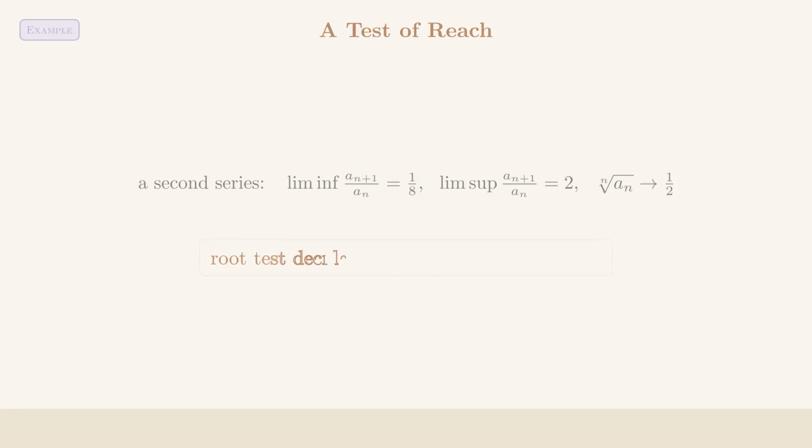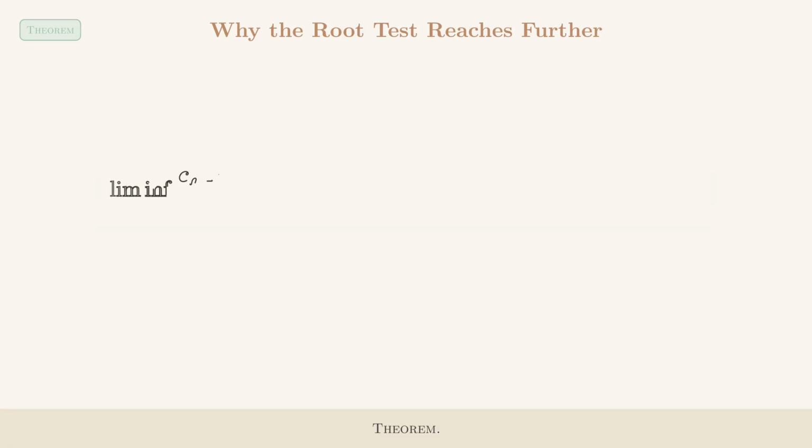So the root test settled a series the ratio test could not even judge. This is no accident, and we now prove why. Here is the theorem that explains it.